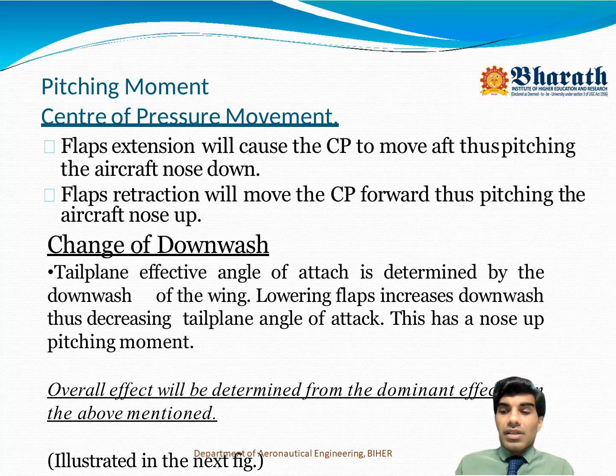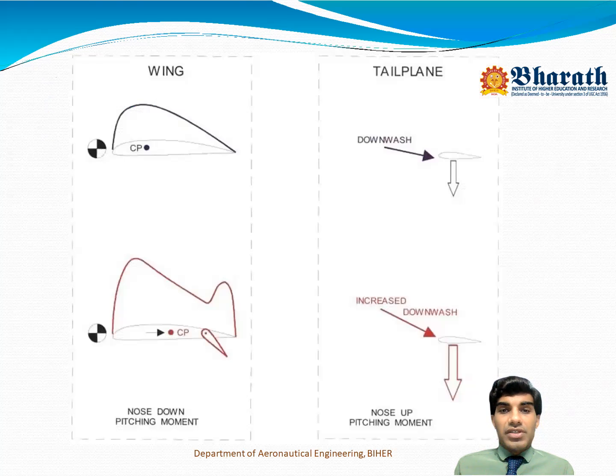We can see these things in the next figure. As you can see in the first figure, we are looking at the wing. You can see the center of pressure at half the wing. Because of that, the nose down happens. And on the right side, the tail plane is there, where the downwash effect is reducing.